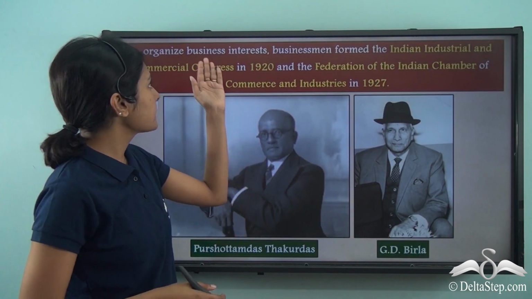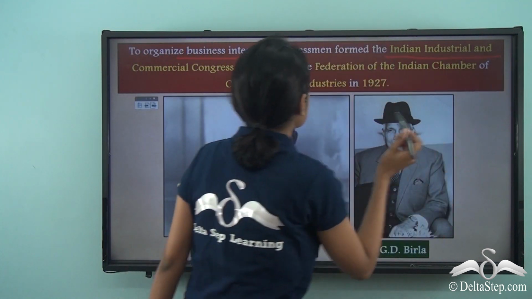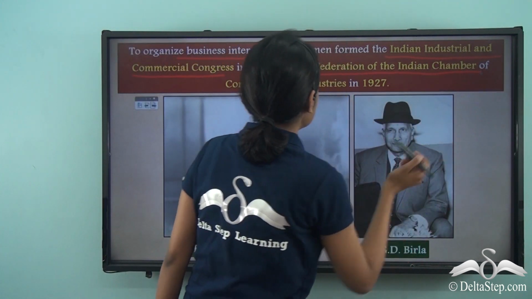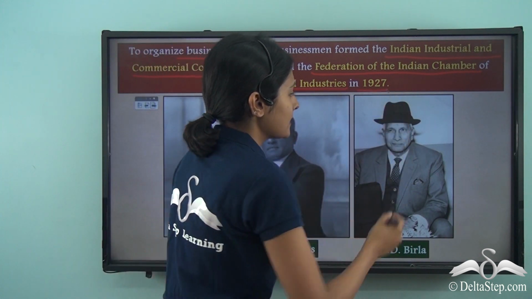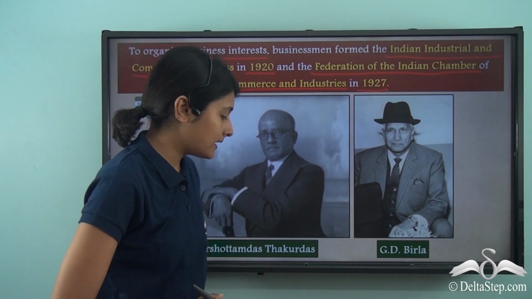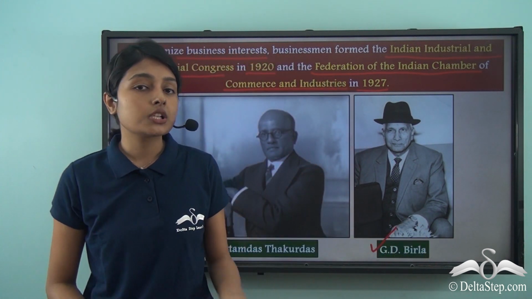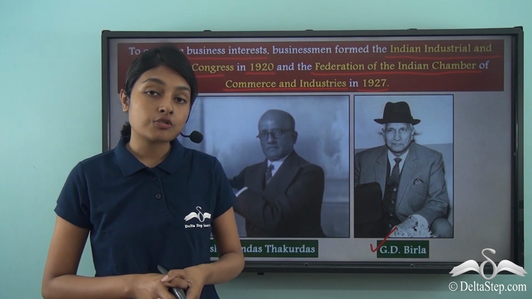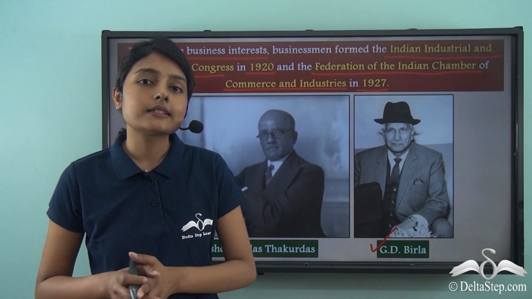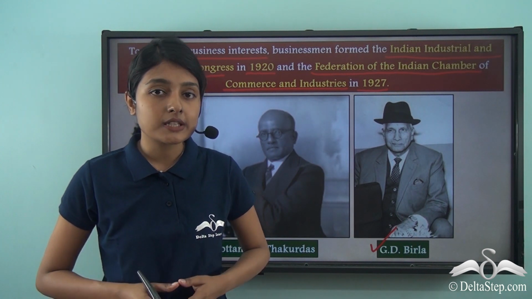Now, during this time, to organize business interests, businessmen had already formed the Indian Industrial and Commercial Congress in 1920 and the Federation of the Indian Chamber of Commerce and Industries in 1927. Now, very wealthy and popular industrialists and businessmen like Purushottam Das Thakurdas or J.D. Birla played a very crucial role in organizing the business interests and in turn affecting and shaping Indian politics to a certain extent. With this, we come to an end of our discussion on the civil disobedience movement.